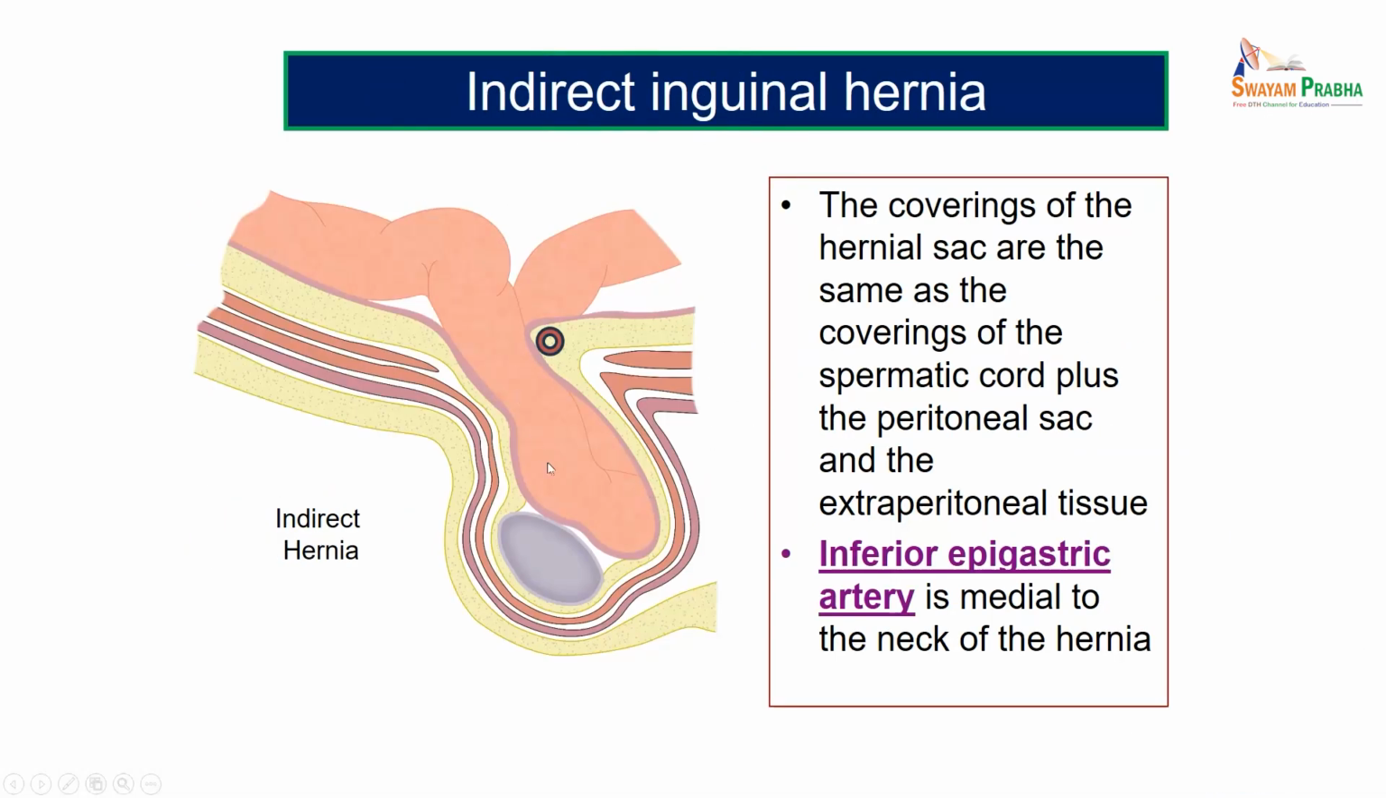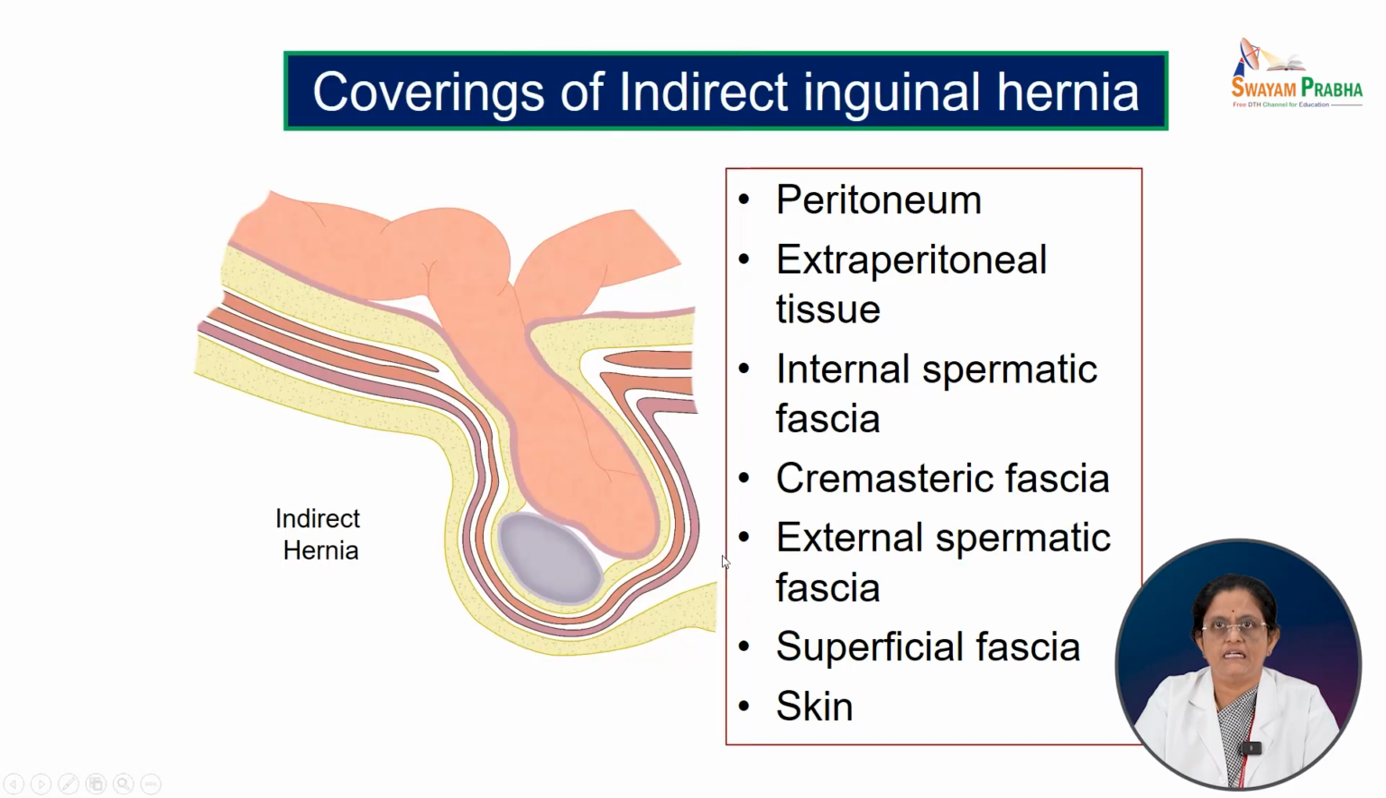So, in indirect inguinal hernia, you must understand that the coverings are the same as the coverings of the spermatic cord plus peritoneal sac and extraperitoneal connective tissue. The most important point to be noted is that the inferior epigastric artery, what I am pointing out, is medial to the neck. This is the neck of the hernial sac, this is the loop, this is the sac or pouch of peritoneum. So, the inferior epigastric artery is medial to the neck of the hernia. So, that is for indirect inguinal hernia.